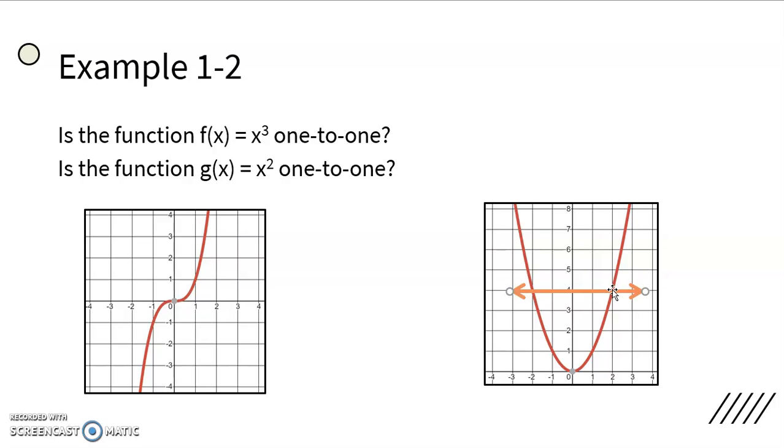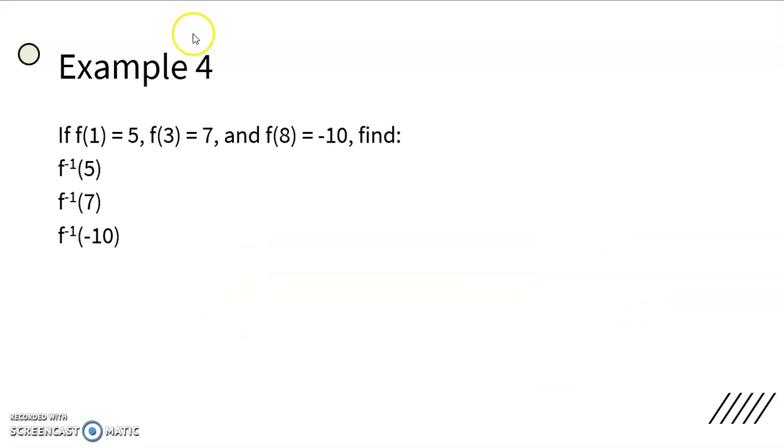And remember, the inverse is going to give the input when you put in an output. Okay, so they told us that f of 1 is 5, f of 3 is 7, and f of 8 is negative 10. So they want us to find the next few things. So f inverse of 5. I go up here and I find an output of 5, and I name the input. The input was 1.